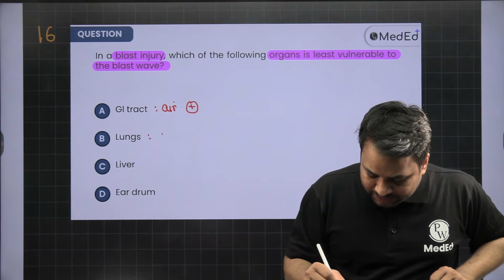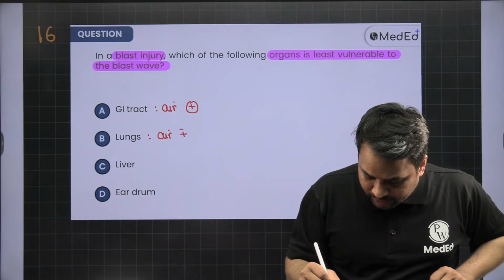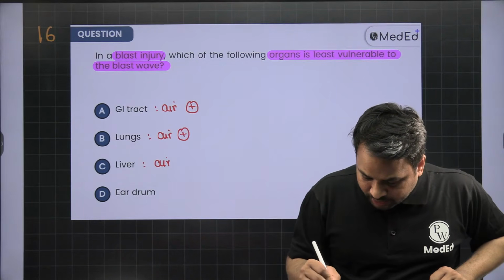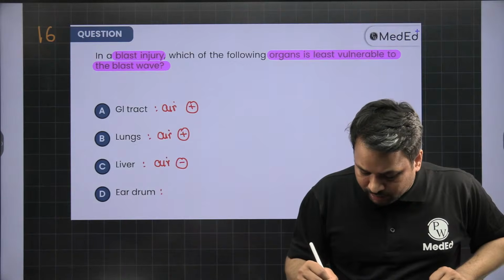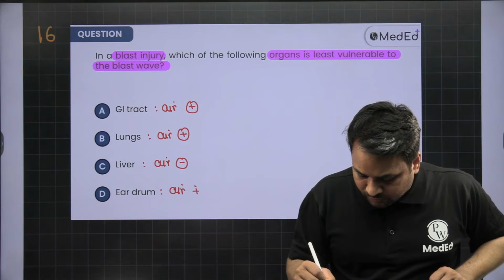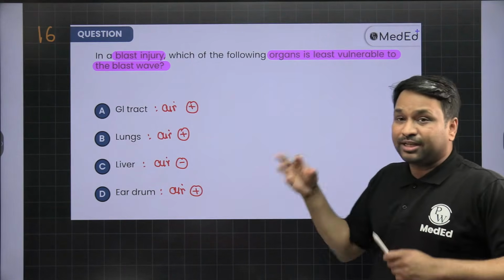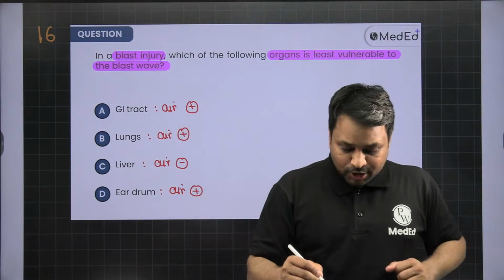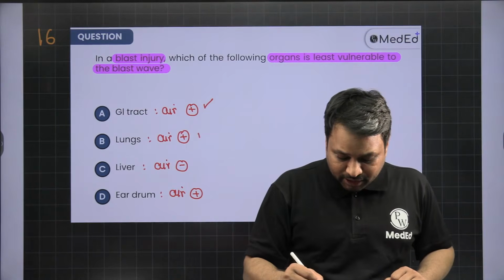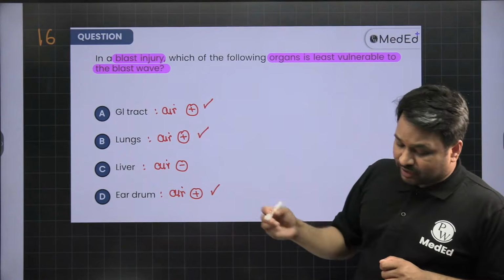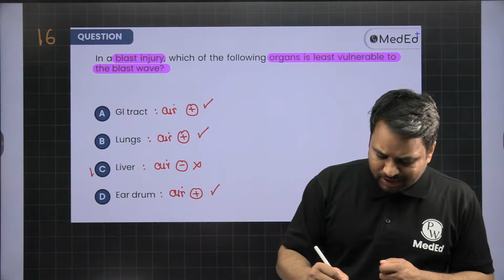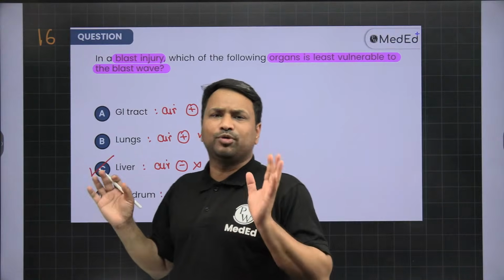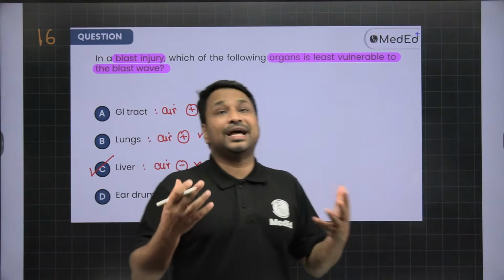Lungs consist of maximum amount of air. Liver has no air. And obviously the tympanic membrane, the middle ear consists of air. Wherever you have air, the shock waves are going to amplify. The injury is going to be more significant. So obviously GI tract injuries will occur, lungs will occur, eardrum will occur. There is no air in liver. So liver injury will not occur. So answer here is C for Calcutta. All solid organs are shock proof. As simple as that. If air is present, it amplifies it.